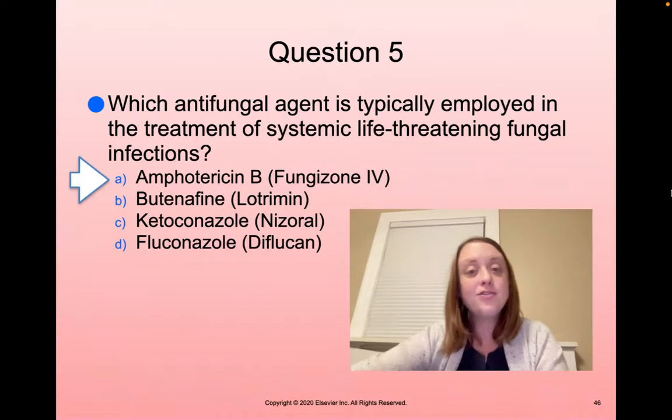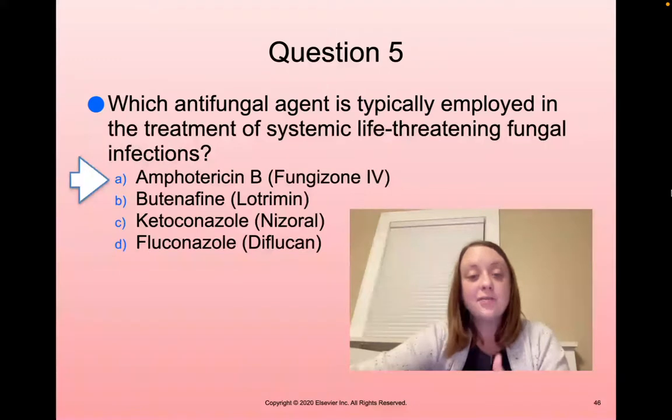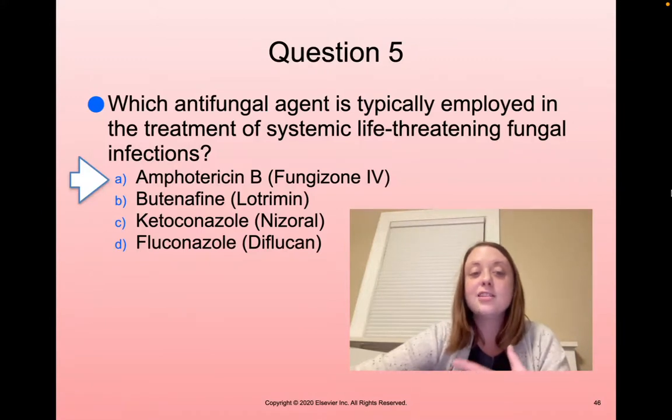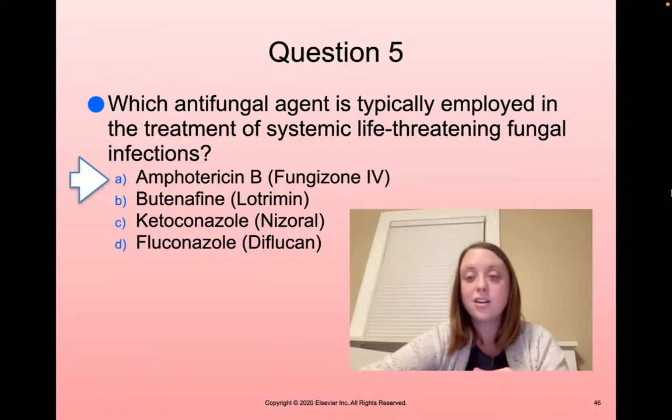Okay, of those five drugs we just reviewed, which one of those antifungal agents is typically employed in the treatment of systemic, life threatening fungal infections? Is it amphotericin B, Fungizone? Is it butenafine or Lotrimin? Is it ketoconazole or Nizoral? Or is it fluconazole, Diflucan? And the answer is A, amphotericin B. That's the one we use when it's a life threatening systemic fungal situation. That's our drug of choice.